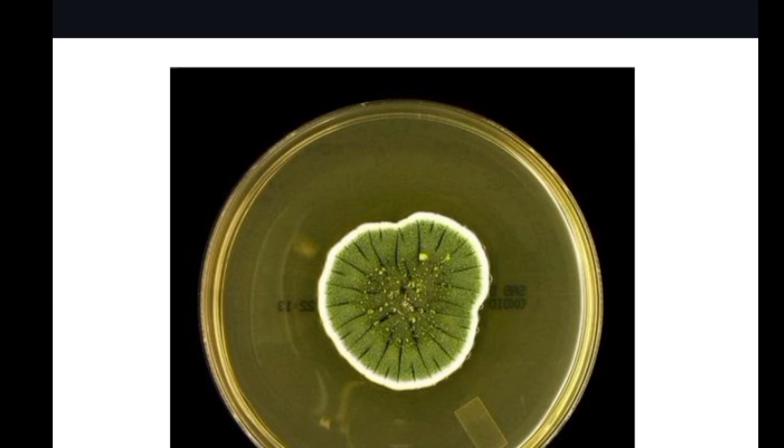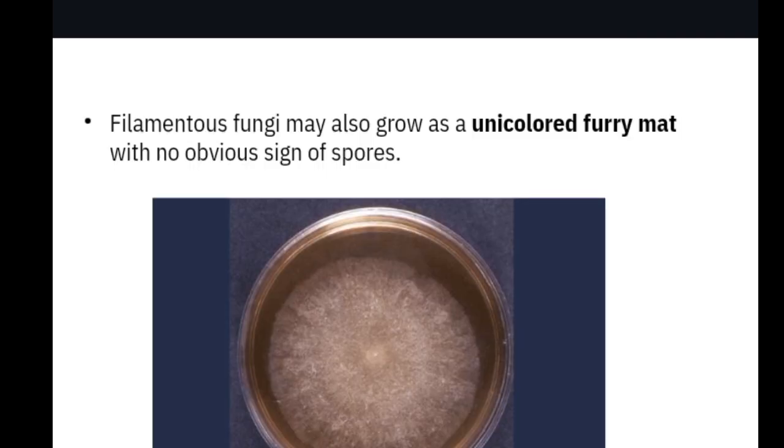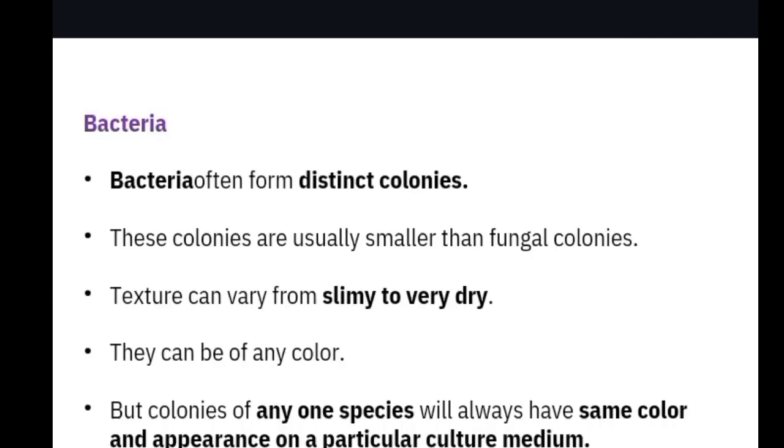This is a picture of the agar culture of fungi. You can observe it. Filamentous fungi may also grow as a uniquely colored pyramid with no obvious sign of spores, as shown in the diagram. After fungi, we'll discuss bacteria. We discuss how bacteria look in agar culture, what their color, odor, and smell are, etc.